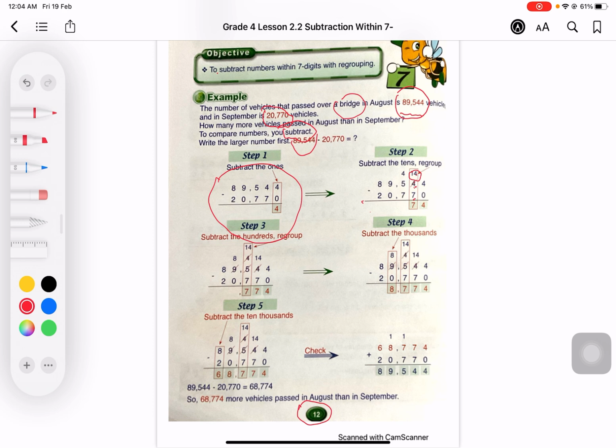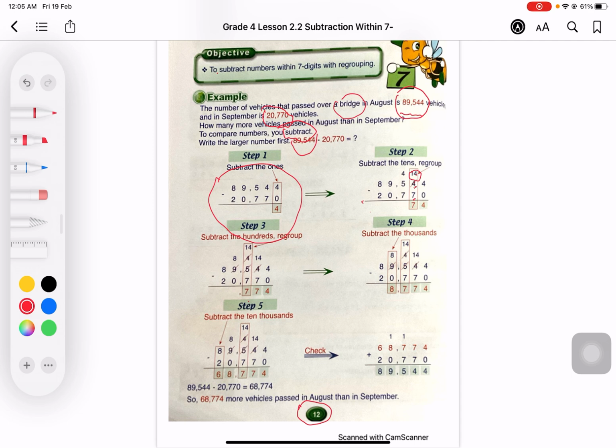Now the 100 becomes 4. 4 minus 7, again, you can't. You need to regroup. Okay, so this is in step number 3. You borrow from the 8 and the 100 becomes 14. 14 minus 7, it is what? 7. Finish from the 100.